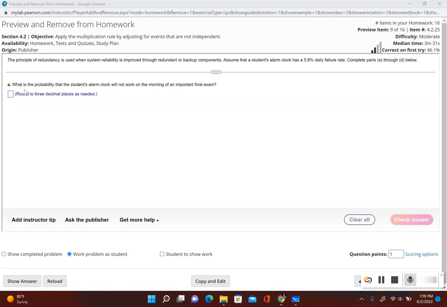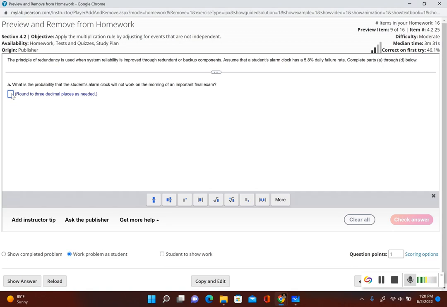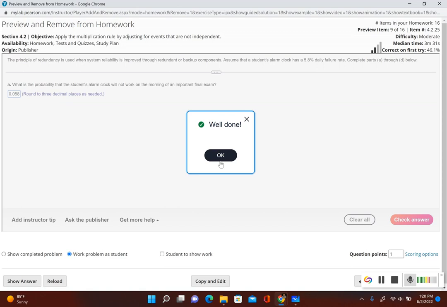So for part A, what is the probability that the student's alarm clock will not work on the morning of an important final exam? Well, over here, we're given the percentage of daily failure. So the probability that it's not going to work, you just have to change that into decimal form. So 5.8%, you would take the decimal, move it to the left two times. This is going to give us 0.058. This is the probability that if you had one alarm clock, it will fail.